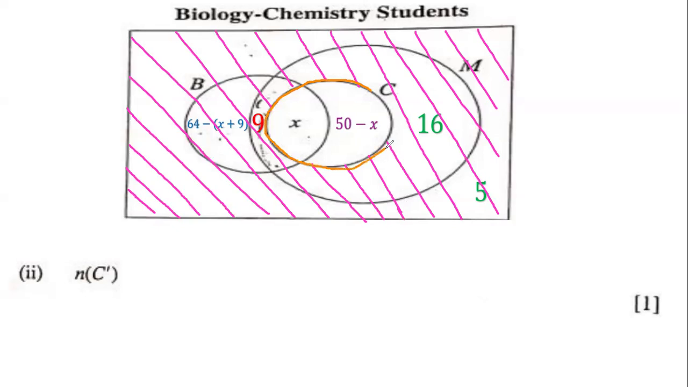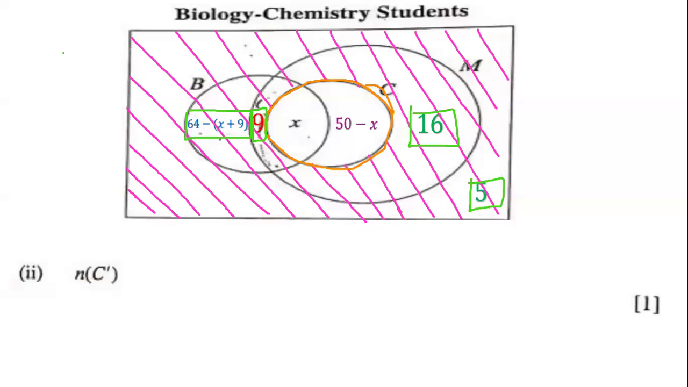So what do we have inside of the complement? We have 64 minus x plus 9. We have 9, we have 16, and we have 5. We cannot include x, and we cannot include 50 minus x.